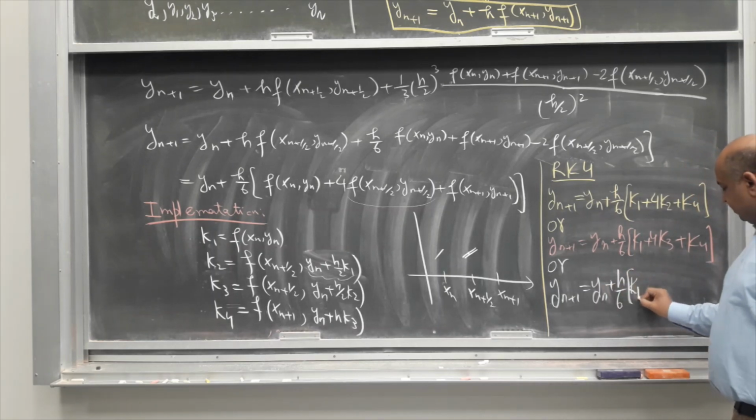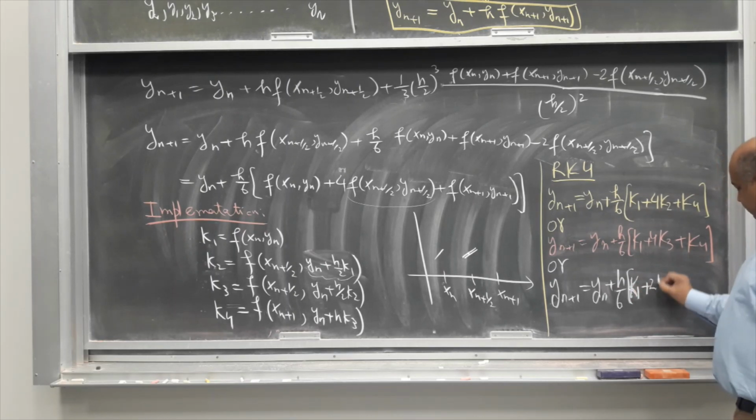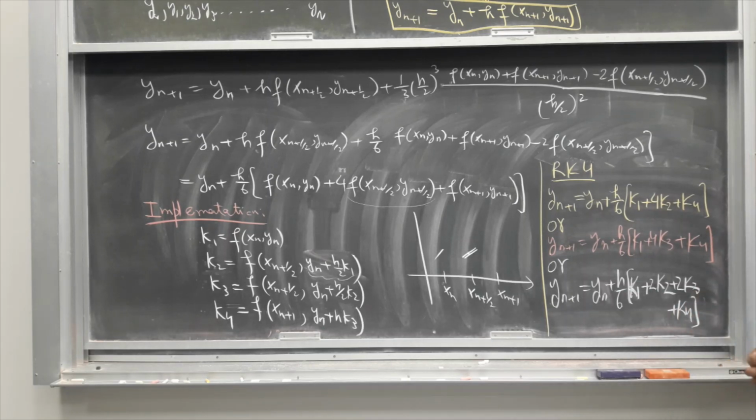it as k1 plus 2k2 plus 2k3 plus k4. So essentially I'm using an average of k2 and k3 for this middle term. So using this last one is the most popular implementation of RK4 for solving the first order differential equation.